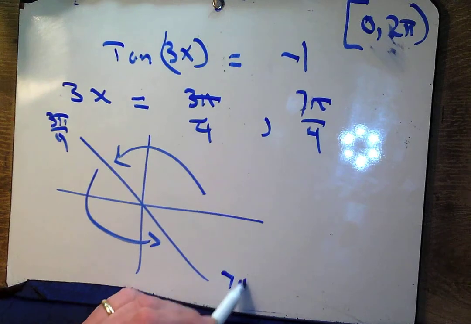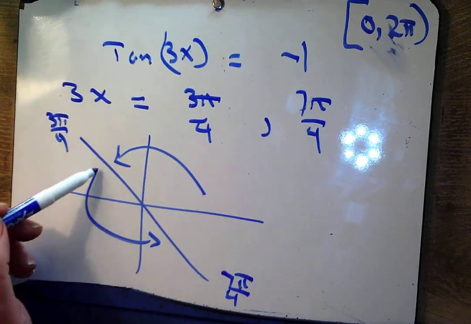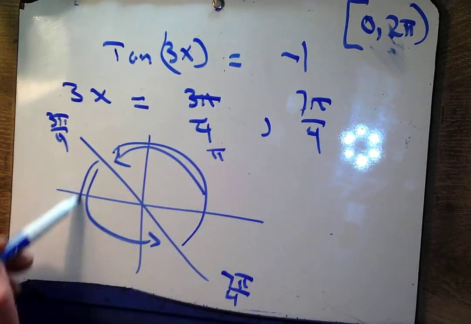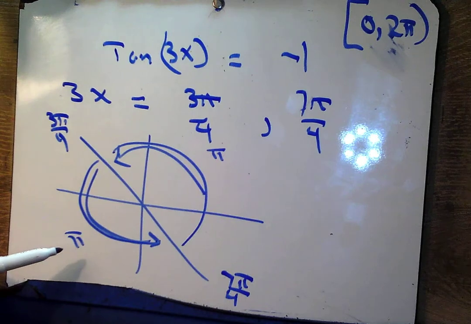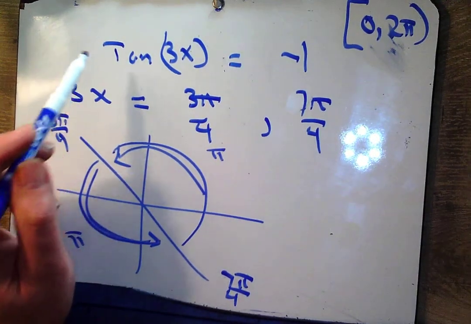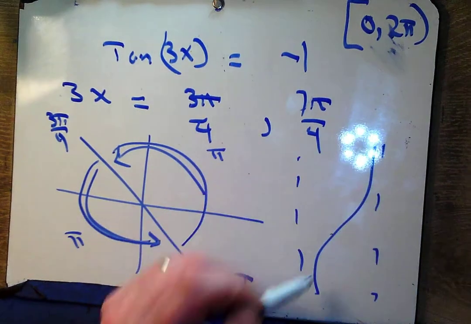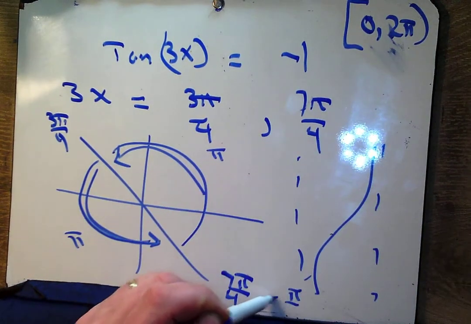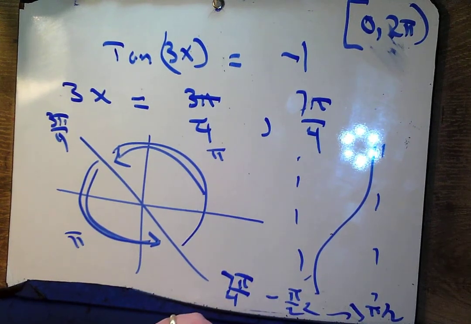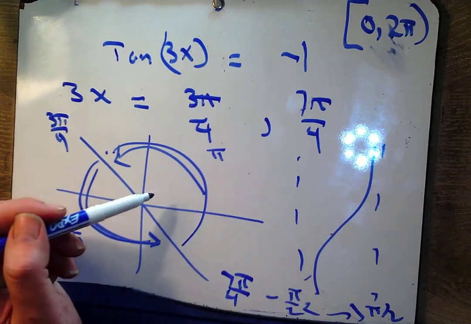Gosh, I really appreciate when I graph these things, the things that I see. And we know that the distance from here to here is pi, and the distance from here to here is pi. And the thing I wanted to remind you of that we talked about during our trig graphing, the period for tangent is pi. So these answers are pi apart.